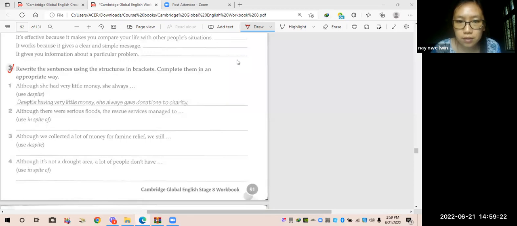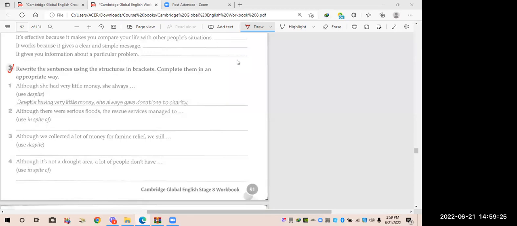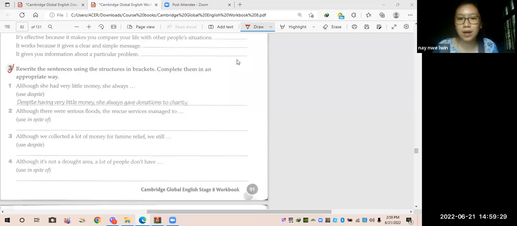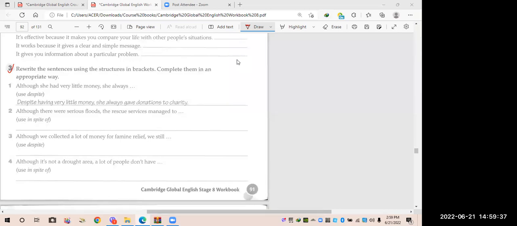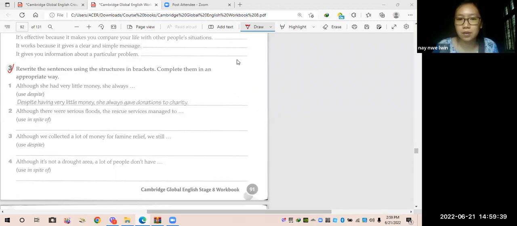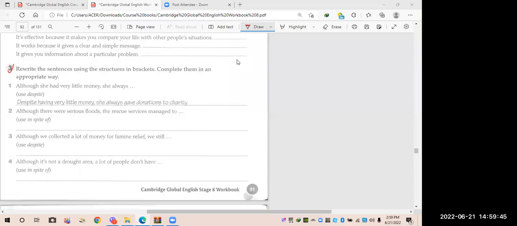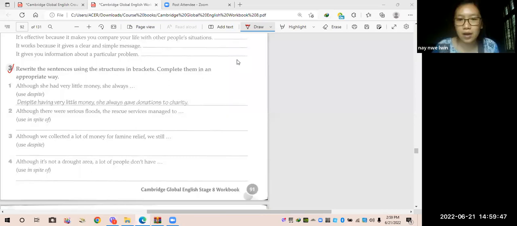This is Hasten, right? Sorry, Chair. Yeah, it's okay. Hasten, you can write "despite collecting a lot of money for famine relief." You don't need to include "having" again. Okay, Chair. "In spite of not being attractive, a lot of people don't have enough work." Okay, correct. "Despite collecting a lot of money for famine relief, we still..." You have to continue the sentence, please.